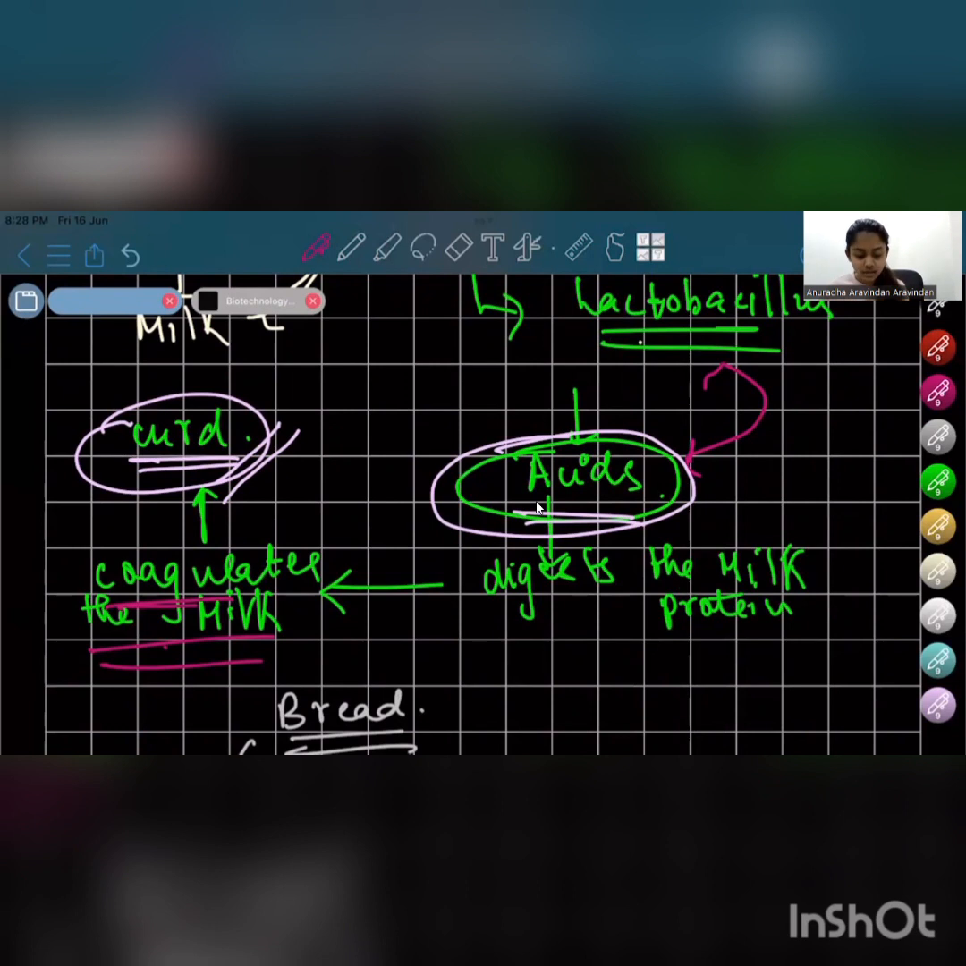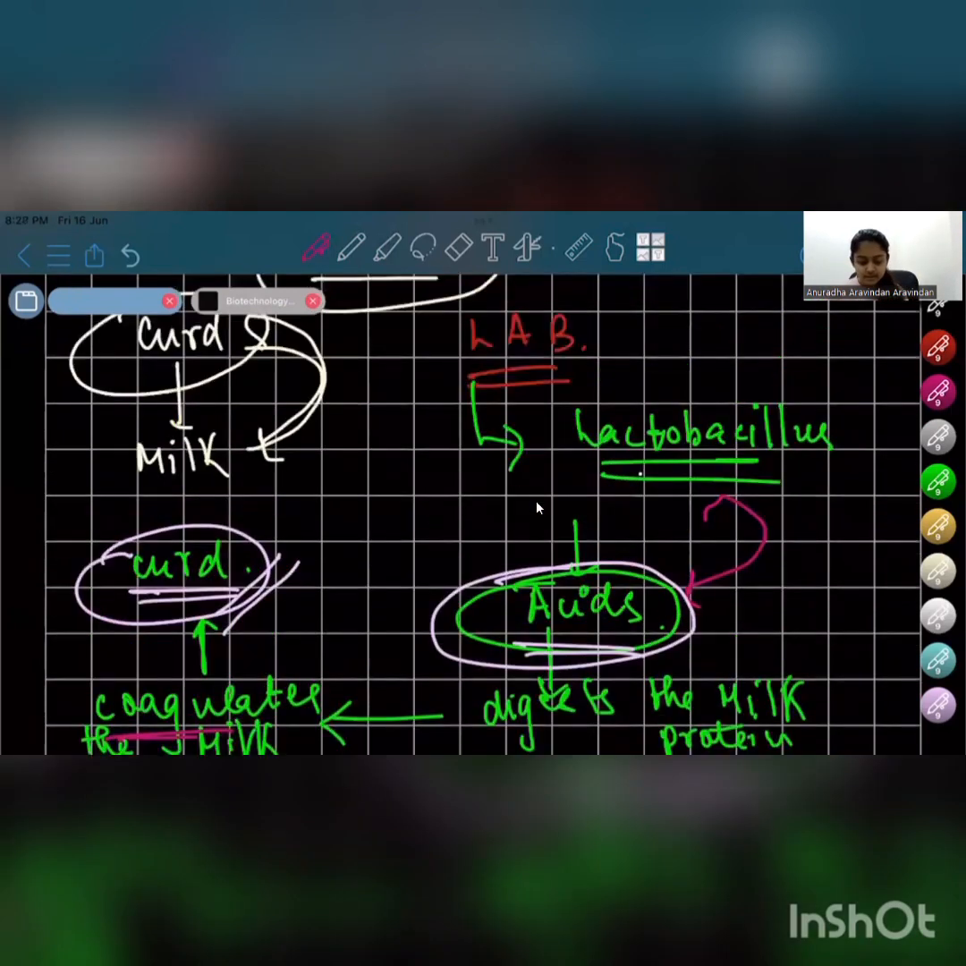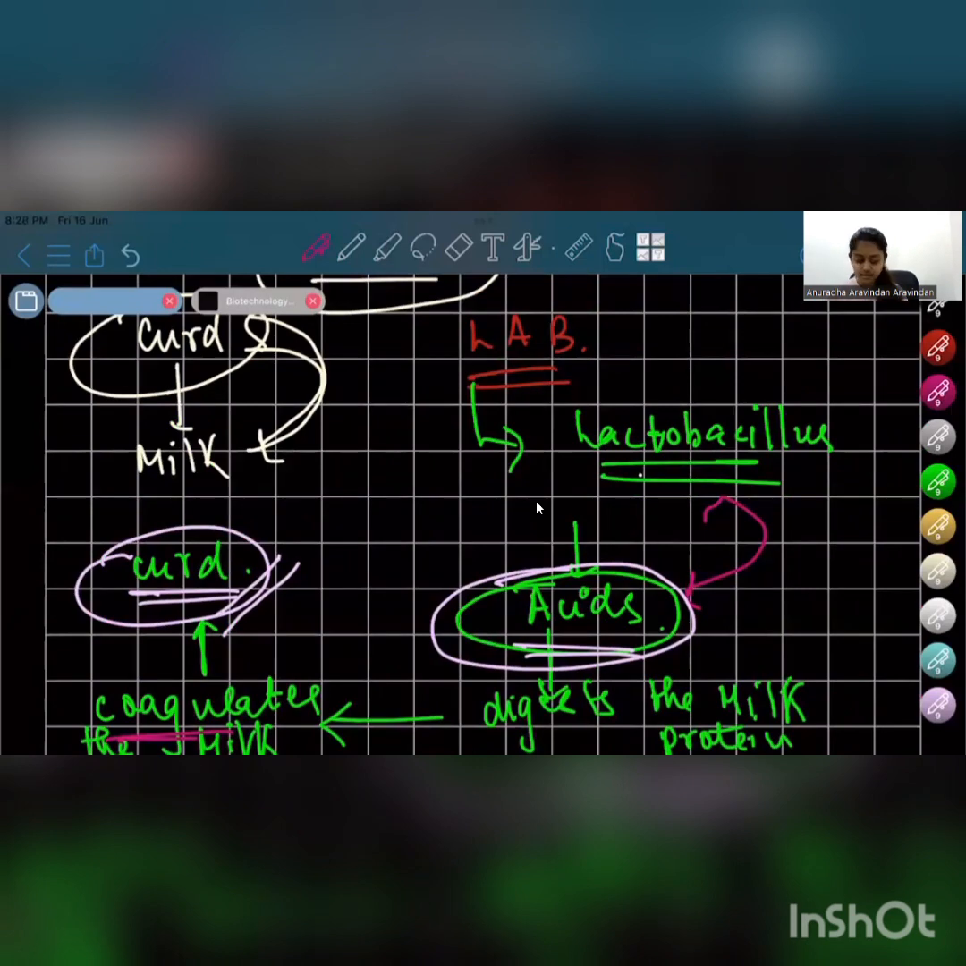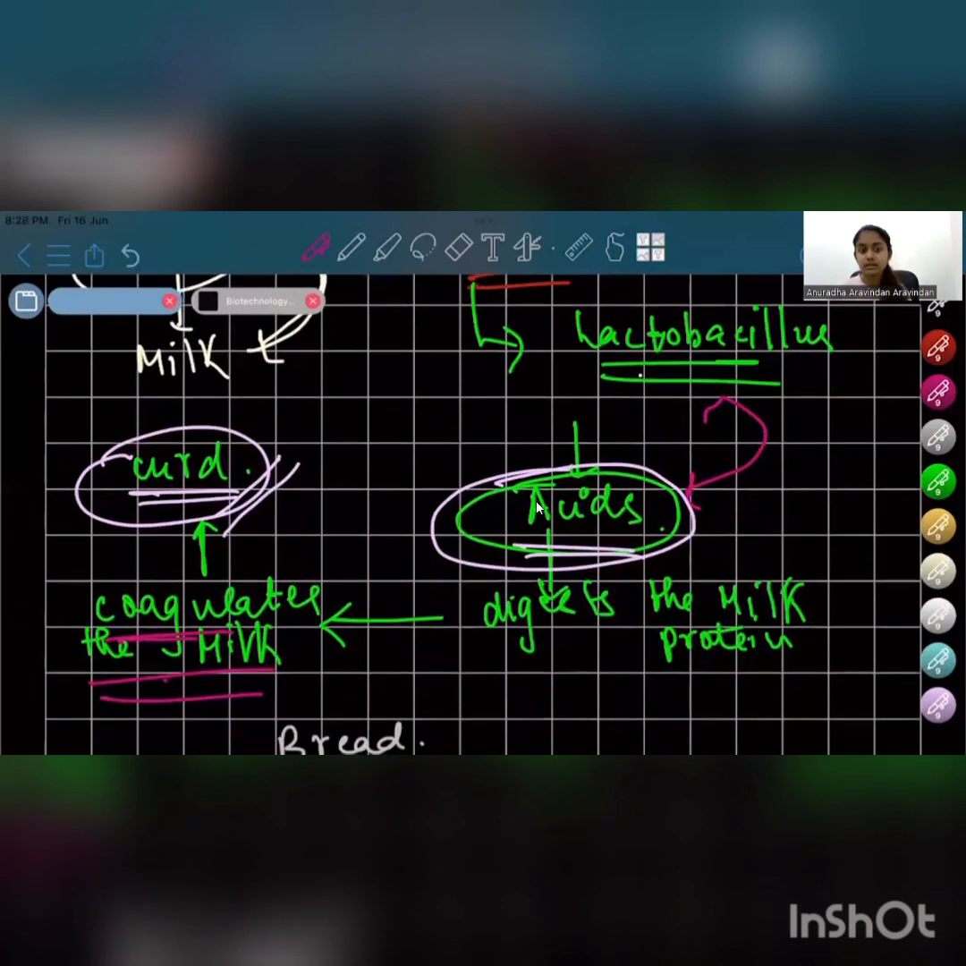In simple terms, it is a technique which uses live organisms or the enzymes that you obtain from live organisms. In this case, for making curd, we are getting acids, right? Eventually these acids digest the milk protein, and it makes curd. So this is an example I'm giving right now. Biotechnology is a technique where we use organisms or enzymes from organisms, and we make products which are useful for human beings. This is basically all about biotechnology.